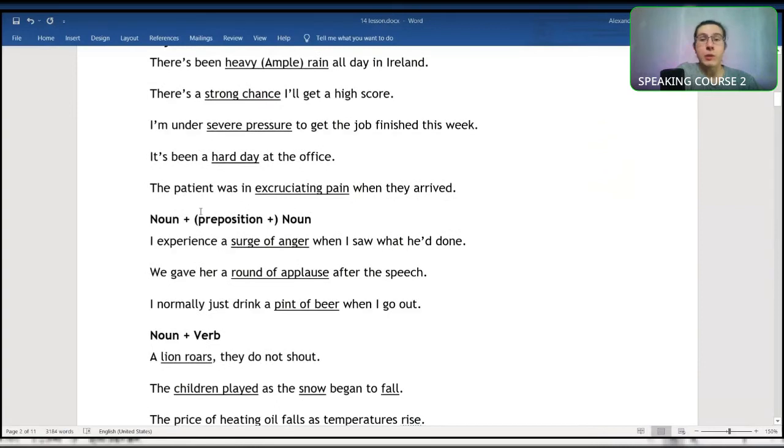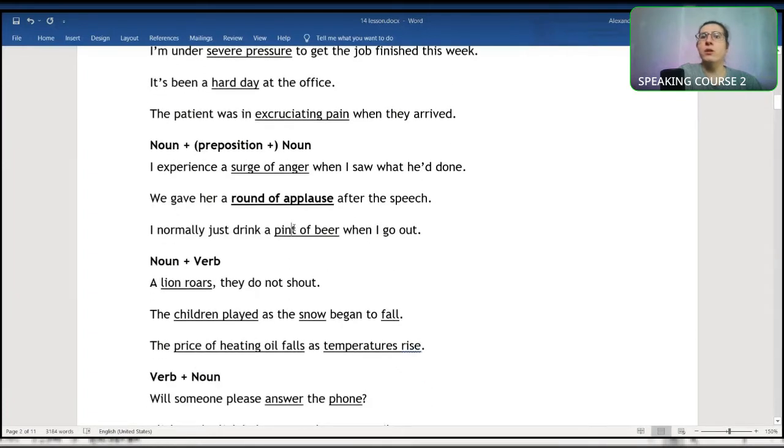Next is noun plus preposition plus noun, or just noun plus noun. For example, surge of anger or surge of something. Any kind of noun actually works here. Round of applause. This is a very, very strong collocation. Pint of beer, just some amount of beer. Bottle of water is a strong collocation. You don't think of it as a collocation, but these are all collocations, and you have already learned these.